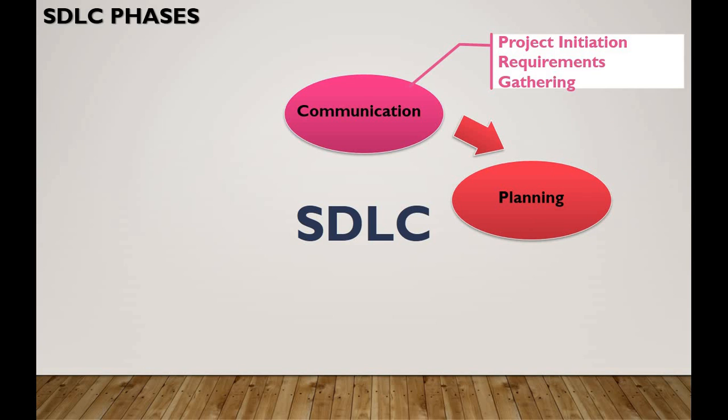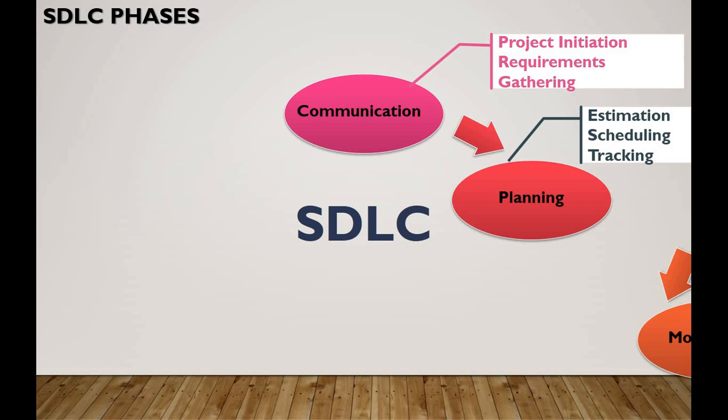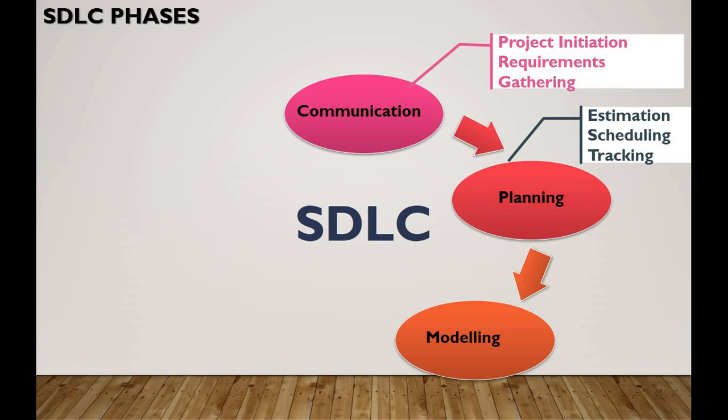Another phase is planning. In planning, estimation, scheduling and tracking take place. After it, the modeling phase comes. In the modeling phase, analyzing and designing of the software is done. Designing means the flow, DFD diagram, entity relationship diagram, class diagram, all the diagrams and all the designing of the project will be done in the modeling phase.